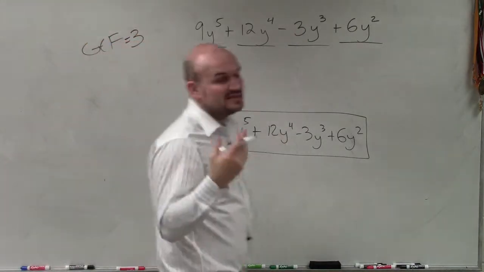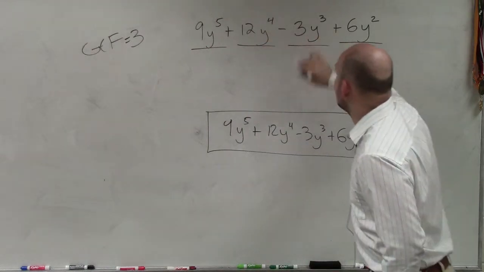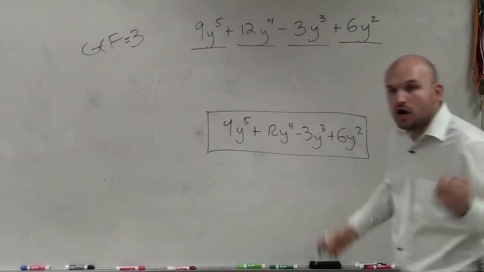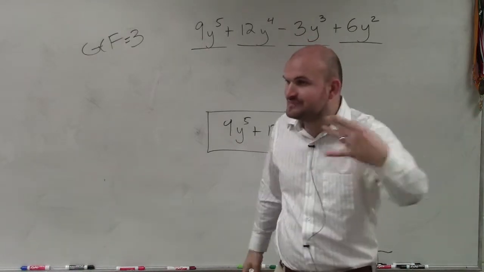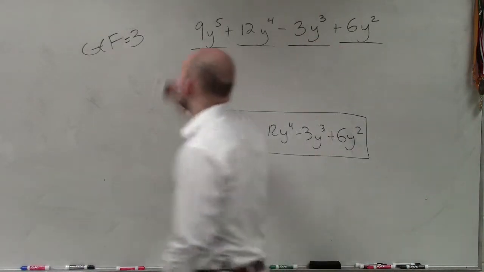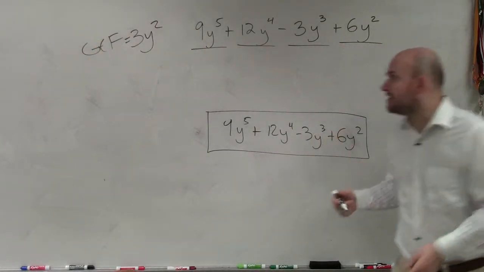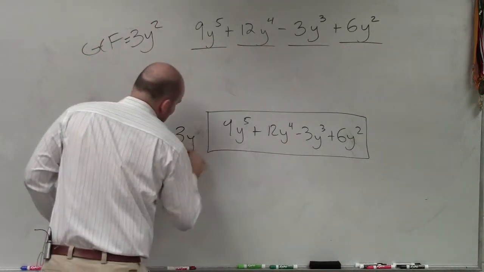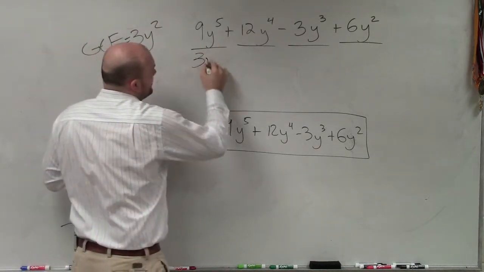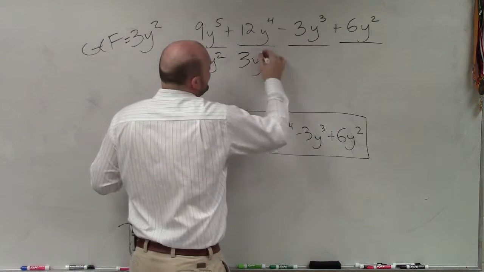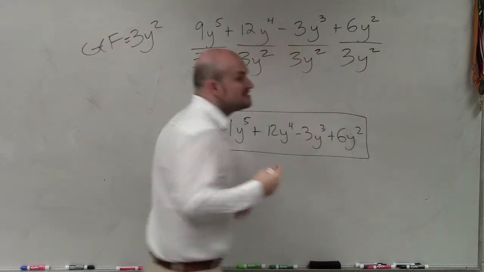Now let's look at the exponents, or their variables. So here I have y to the fifth, y to the fourth, y cubed, y squared. The largest exponent, the highest power that divides evenly into each one of those terms, is y squared. So guess what, ladies and gentlemen? Whatever your GCF is, that's going to be one of your side lengths. That's also going to be what you divide out of each of your terms, because it's the same method.